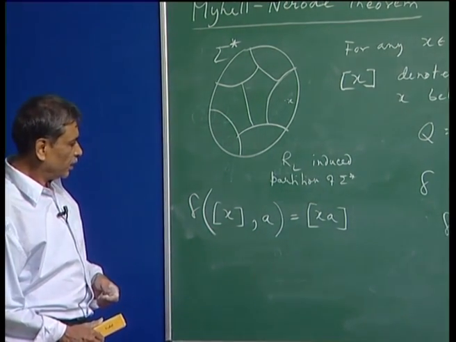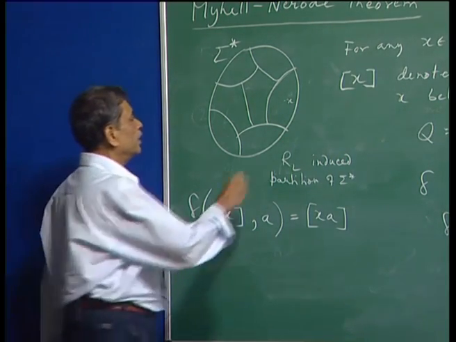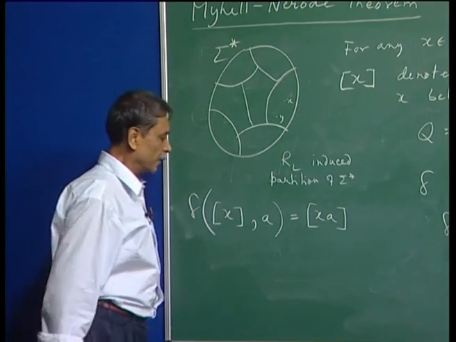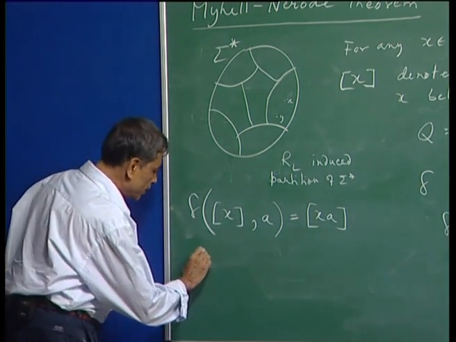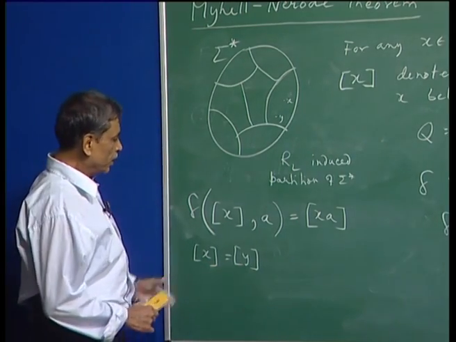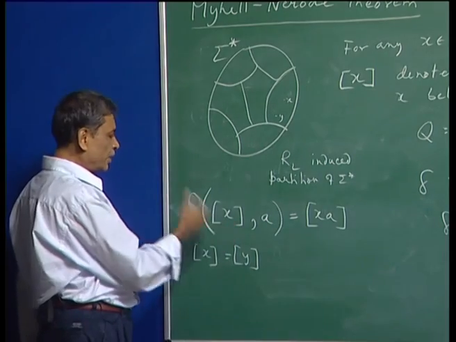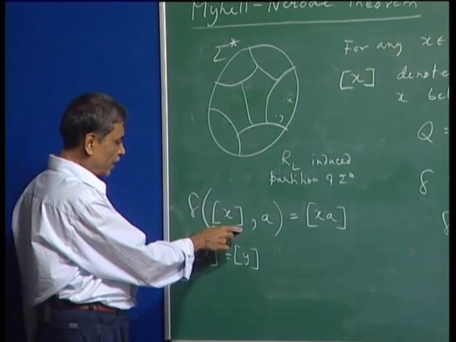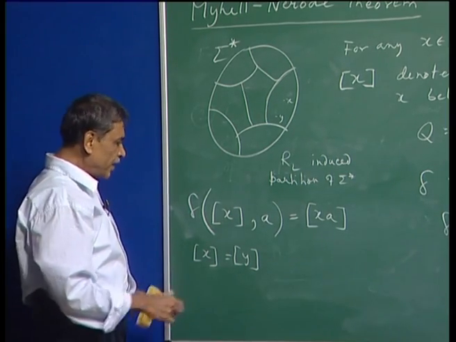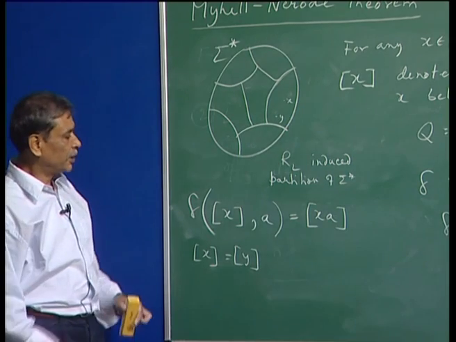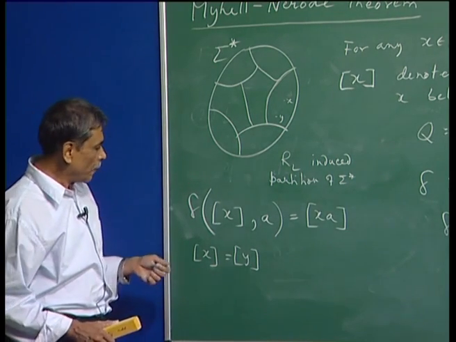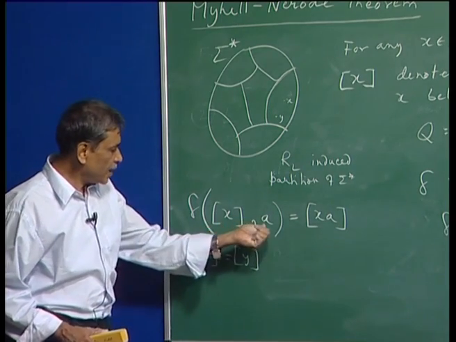However, we need to ensure one thing. Remember that equivalence class x consists of many strings. So suppose y is also here. In other words, the equivalence class of x is the same as the equivalence class of y. The way we are doing it, this equivalence class we are representing by an element of the equivalence class, the string x. And then we said that the state corresponding to that is the state to which my machine will go if it is in this state and the symbol a comes.